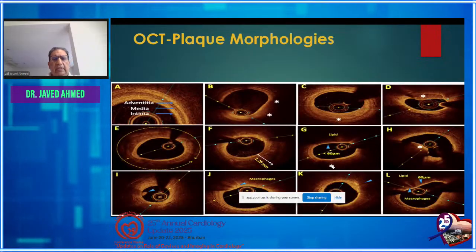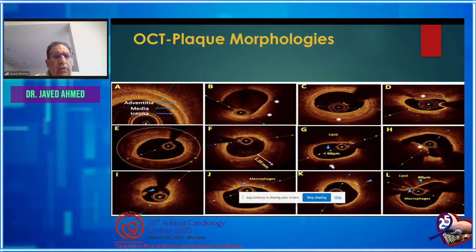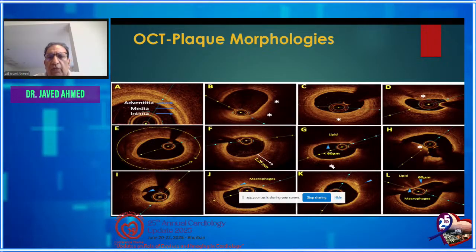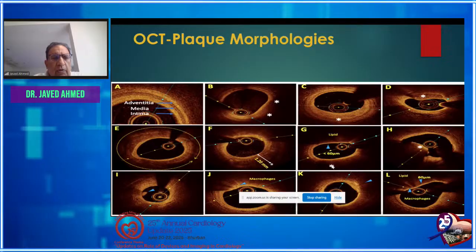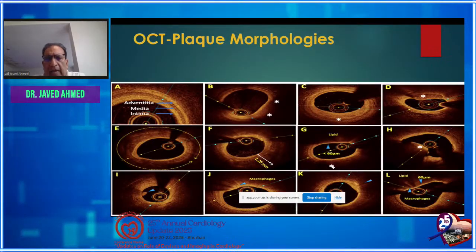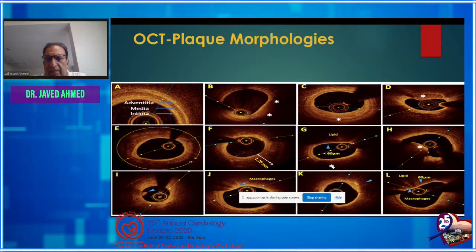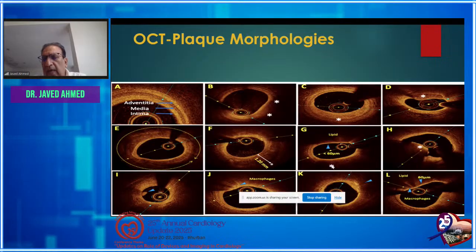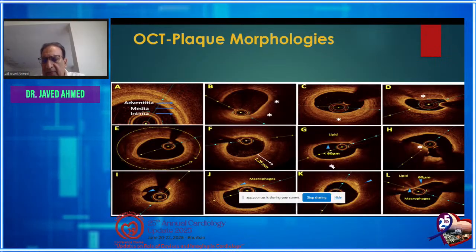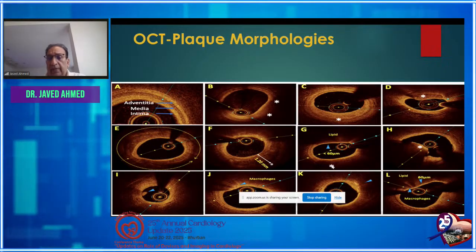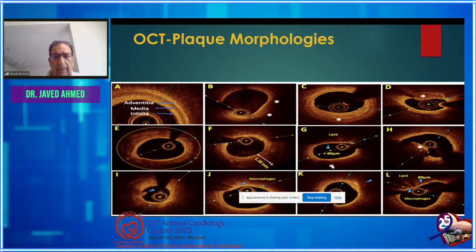So this is a slide which shows a normal vessel, and then it shows different plaque morphologies, which includes lipid-rich plaque as labeled, as well as calcium, and on the panel labeled as L, it demonstrates macrophages, which are cholesterol containing deposition.